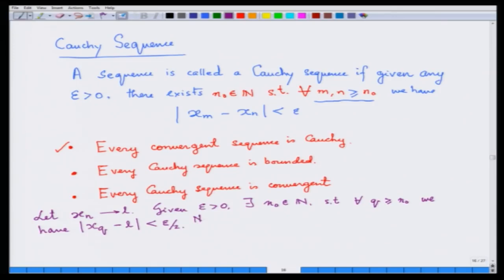Now, I am trying to use the epsilon-delta language to just solve a problem. Do not think of it as some theorem or something, you are just trying to solve a problem in calculus. So, now let us take any m and n such that m and n are greater than n naught.